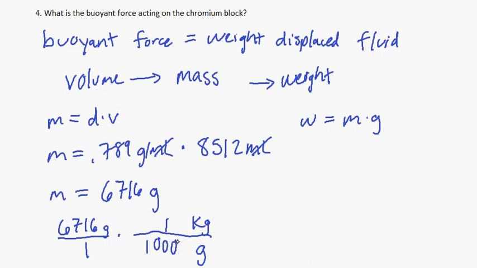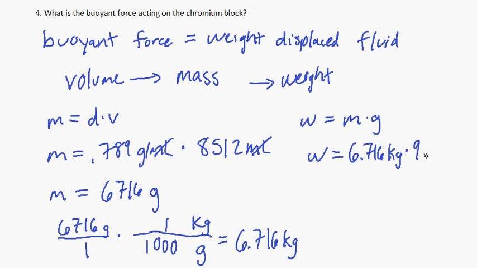We are now able to go over to the weight formula and plug in our mass in kilograms, which is good, and gravitational acceleration of 9.8 meters per second squared, and this will give us a value of approximately 65.8 newtons. We know that this weight is associated with the ethanol that's been displaced, and as the weight of the displaced fluid, it should also be equal to our buoyant force. So that will serve as our answer for number 4, the buoyant force acting on the chromium block.